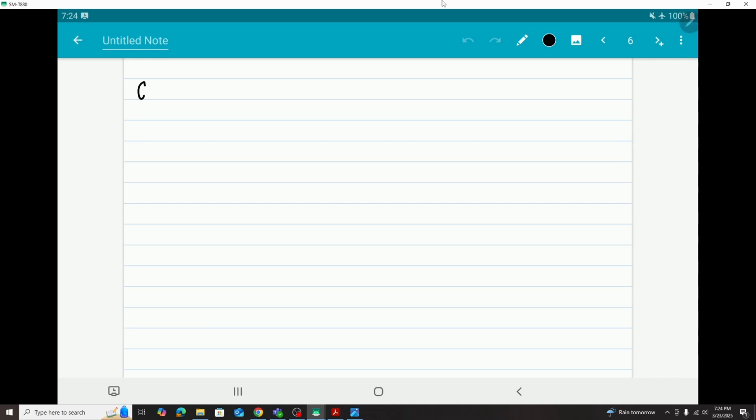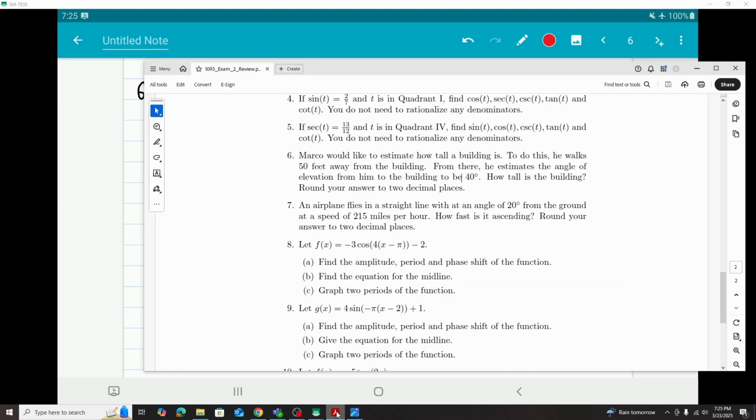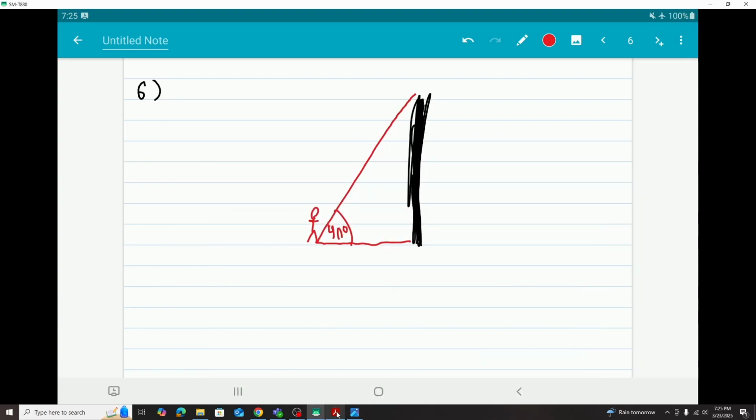So here, if I have my building, here it is. It's very tall. And then here's Marco's path from the building. And the angle of elevation is 40 degrees. So this one is definitely not drawn to scale. Well, that's okay. So this is 40 degrees. And then because we know that he walked 50 feet away, we can write that down. This is 50.